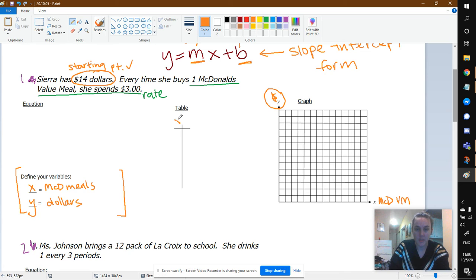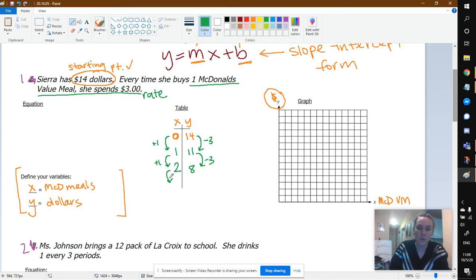All right, for the table, x, y, when we've bought 0 McDonald's value meals, we have $14. And that's because our starting point is always at x equals 0 and y equals whatever our starting point was. Okay, and the way we get to our next point is we say when we add 1 McDonald's meal, we spend, so subtract $3. We add 1 more meal and get to 2 meals. We spend $3 more and do 11 minus 3 is 8.